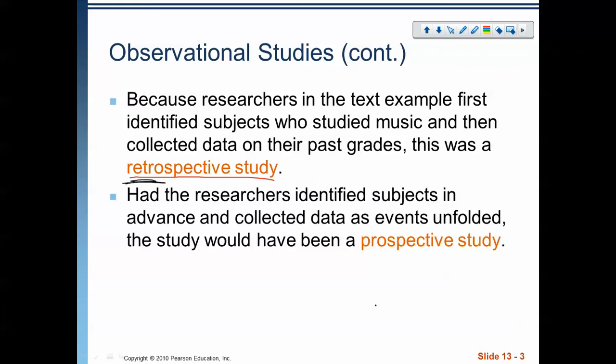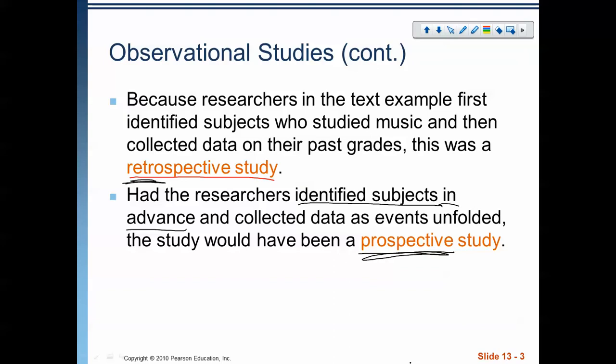We also have these things called prospective studies. And a prospective study is when the researchers identify subjects in advance and then collect data as events unfold. So this would be like in the music education study, it'd be like talking to a group of middle school students, and then finding some students who had music education in middle school and then not, and then following them for 5 years and looking at their grades every year as they go, right? They're looking at them in advance and then they're following them. That is a prospective study.